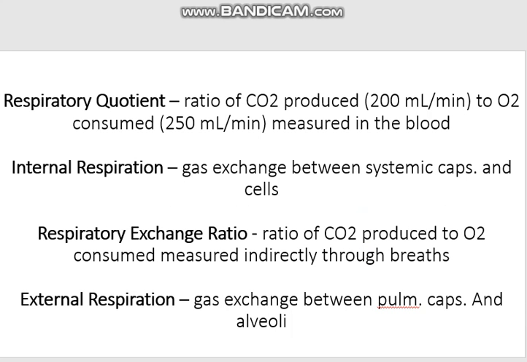The respiratory quotient is the ratio of CO2 produced, which is 200 milliliters per minute, to the amount of O2 consumed, which is 250 milliliters per minute, and this is measured in the blood. This is seen by means of internal respiration, or the gas exchange between systemic capillaries and cells. The respiratory exchange ratio is also the ratio of CO2 produced to the amount of O2 consumed, but it is measured indirectly through breaths. This is seen by means of external respiration, or the gas exchange between pulmonary capillaries and the alveoli.